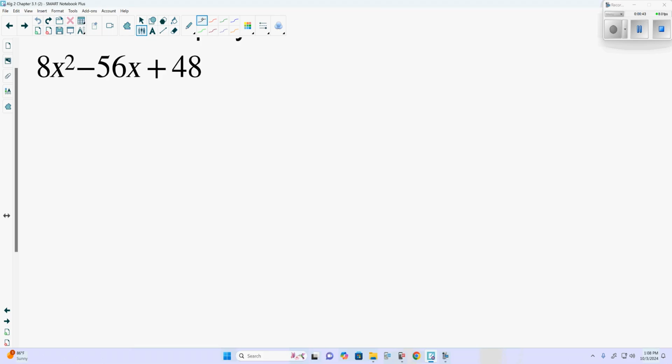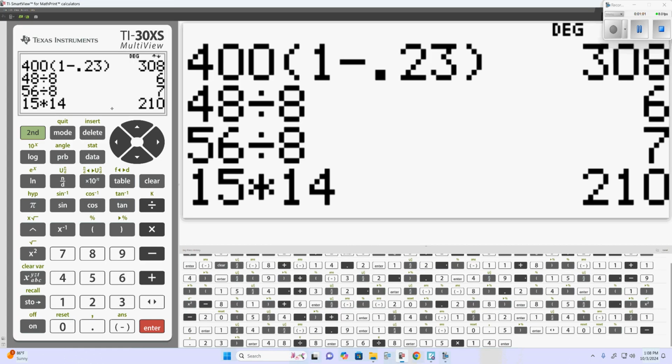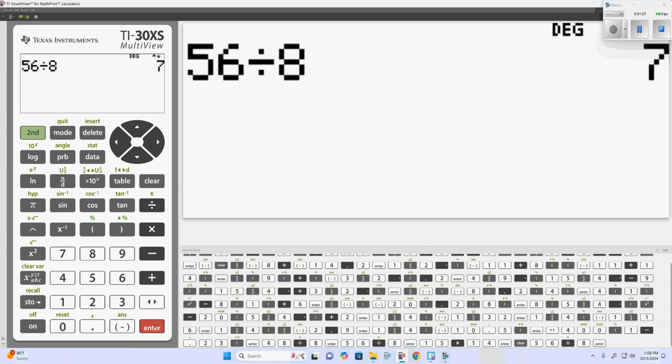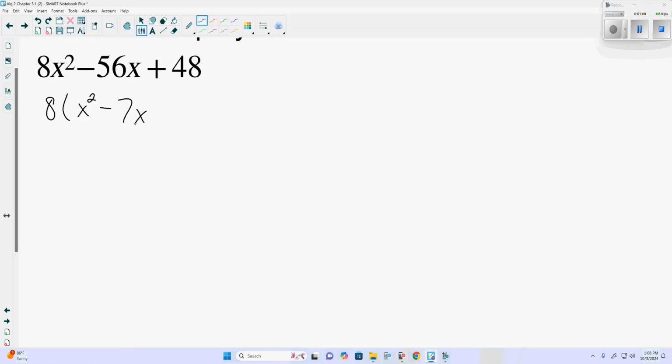First step is greatest common factor. Is there a number that goes into all three terms? 8, because 8 goes into 8x squared, and if we factor it out, we're left with x squared. If we factor 8 out of 56, we divide 56 by 8. It is 7. So we get minus 7x plus 48 divided by 8 is 6. Now again, just a reminder, since we factor that 8 out, it is a part of the final answer. We do need the 8, that greatest common factor, included in our answer.